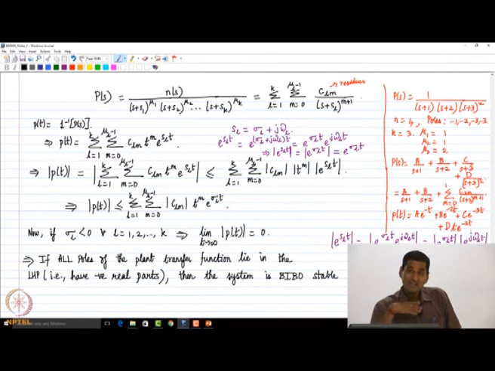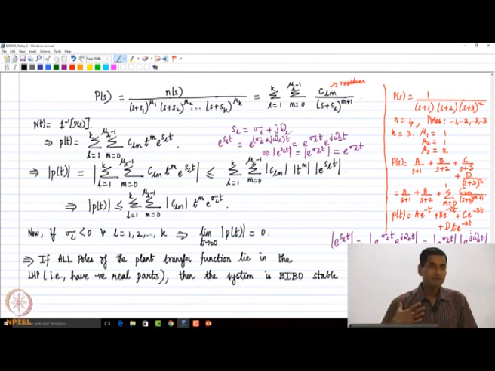So, if we say A is sufficient for B to happen, if A happens, that means that even B will happen, right? But then B can happen due to other reasons also, right? So, we do not know, right? So, essentially what we have shown is that we have only shown that the sufficient condition for BIBO stability is that all poles should lie in the left half complex plane.